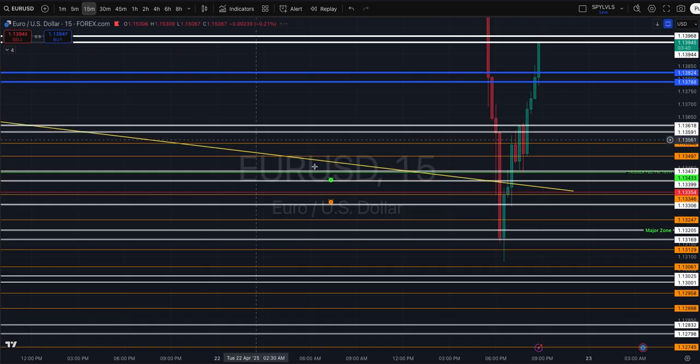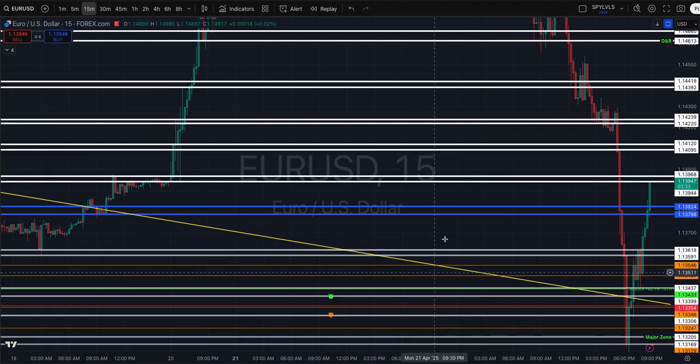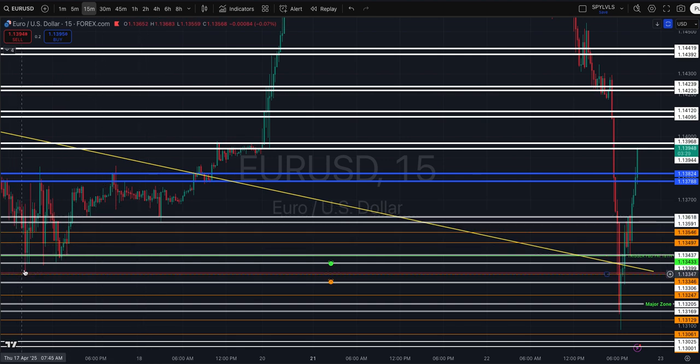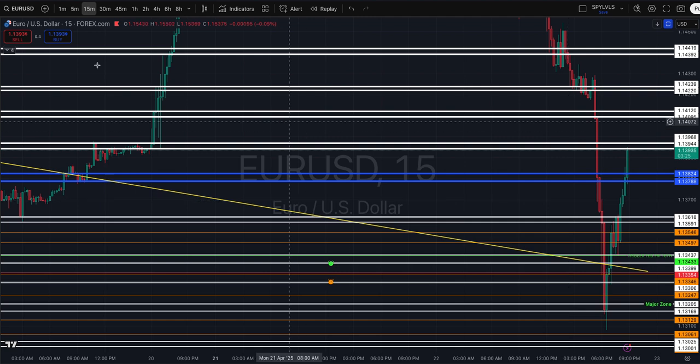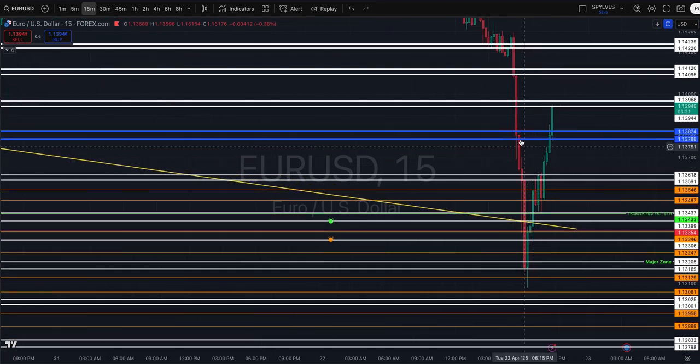I was looking for a failed breakdown again of the same level. Give me a second here, make it clear for you. I was looking for a failed breakdown of this low right here, and that would have given me some more confidence on the trade. As you can see, the trade's working out great. I have a runner that's running right now.